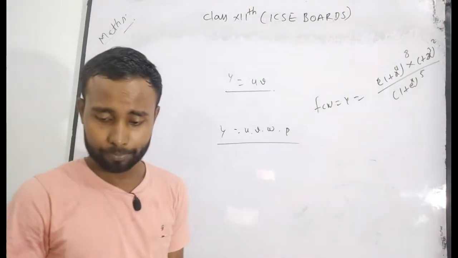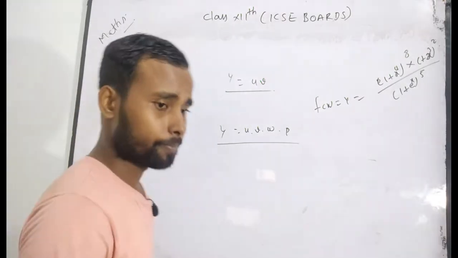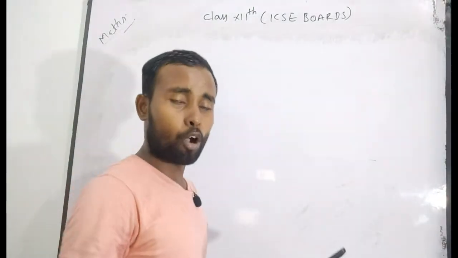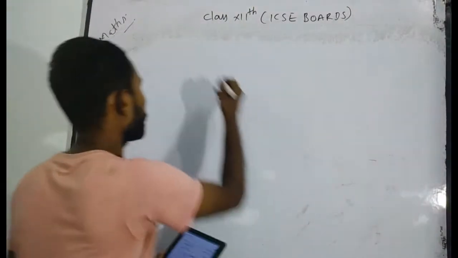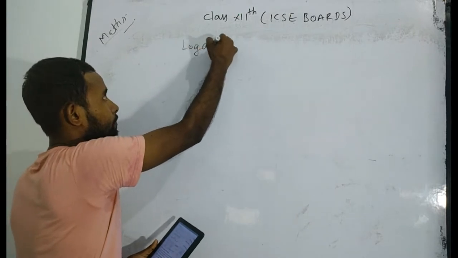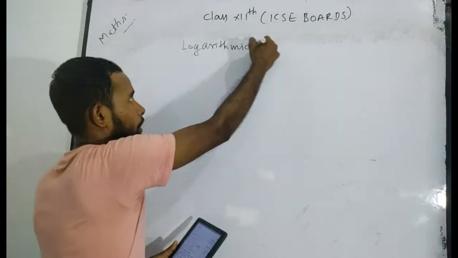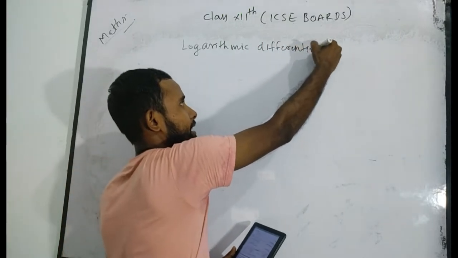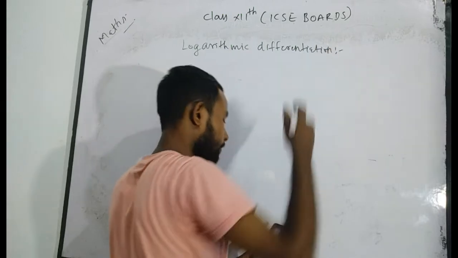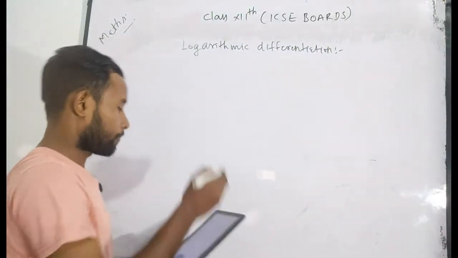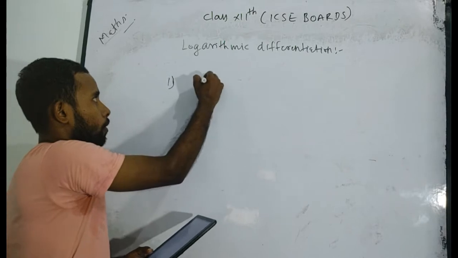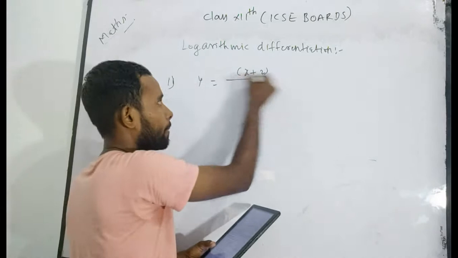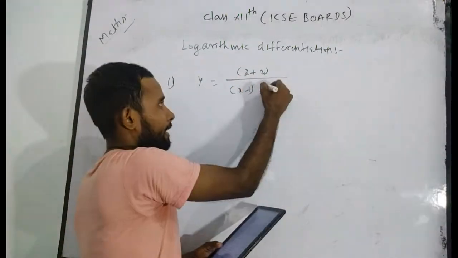See here. The topic will be derivatives of, or you can write, logarithmic differentiation. See here, first problem: y is equal to, differentiate, (x plus 2) divided by (x minus 1) into (x plus 5).